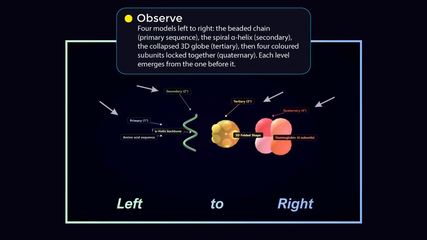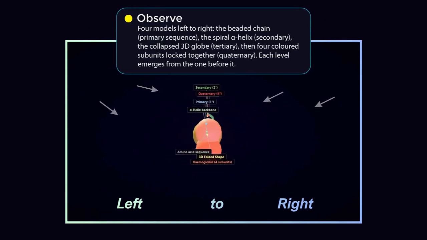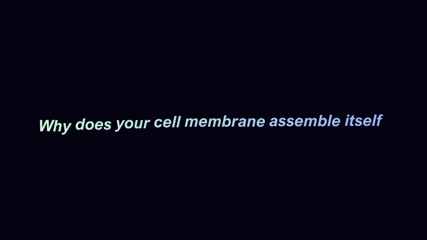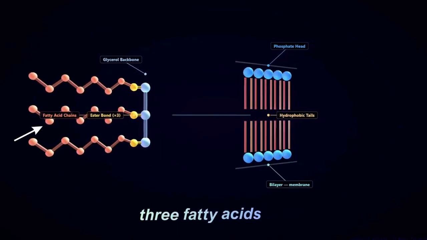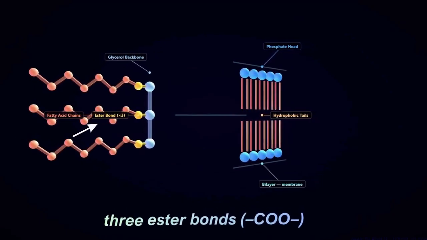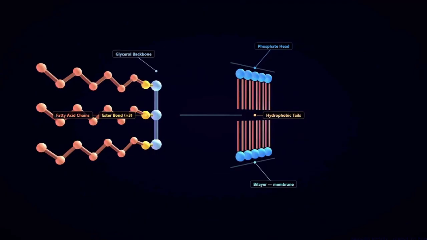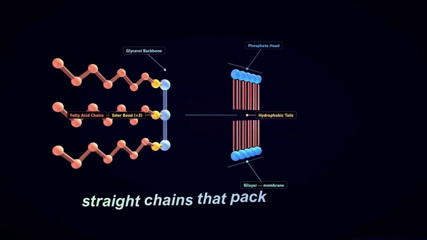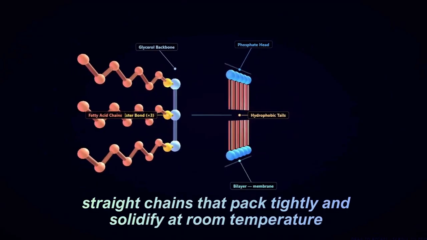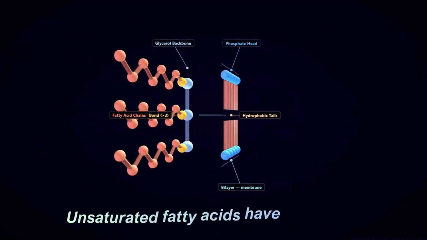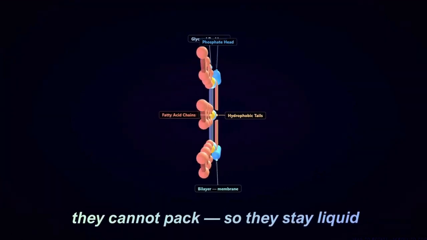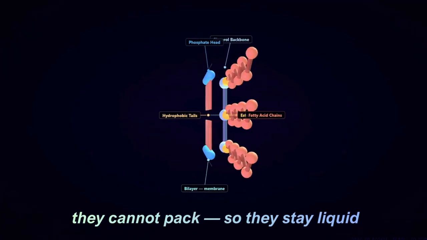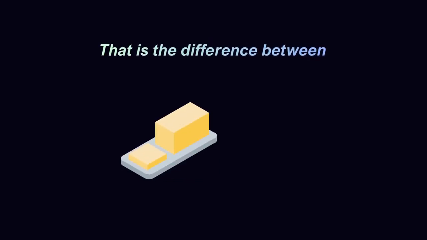Moving to this lipid family, our next build covers amphipathic cell boundaries. Why does your cell membrane assemble itself without any instructions? A triglyceride is simple. 1 glycerol backbone, 3 fatty acids, 3 ester bonds, and 3 water molecules expelled. Saturated fatty acids have no double bonds, straight chains that pack tightly and solidify at room temperature. Unsaturated fatty acids have C=C kinks. They cannot pack, so they stay liquid. That is the difference between butter and olive oil.